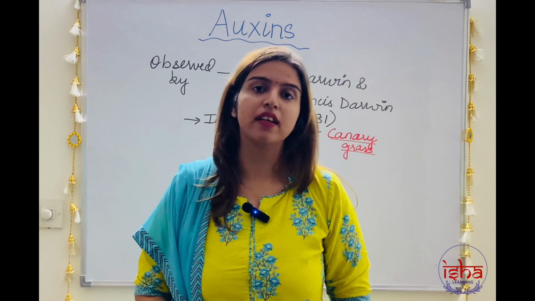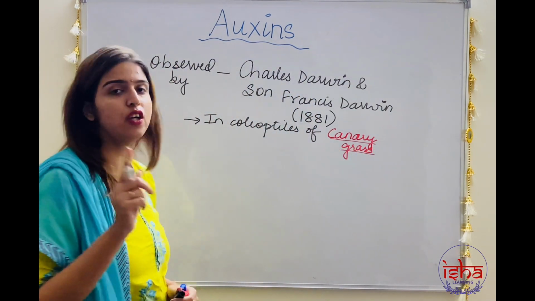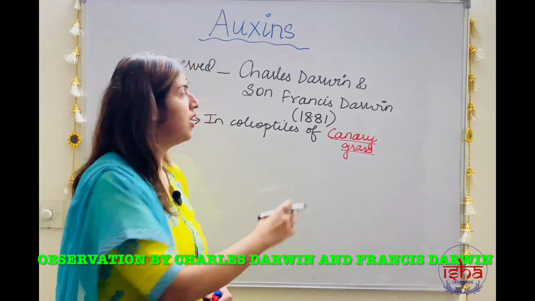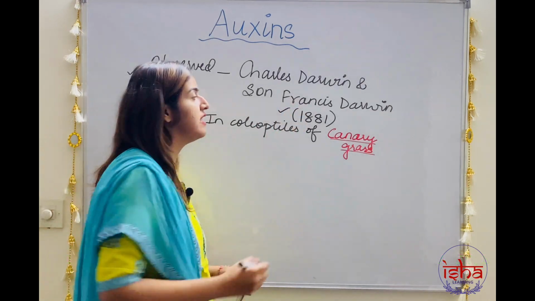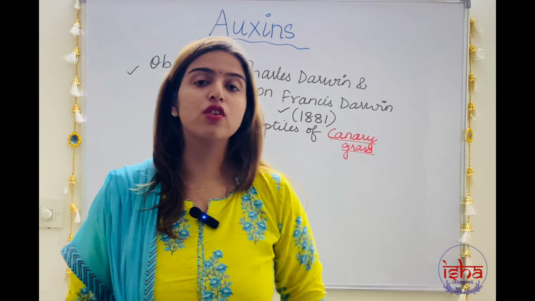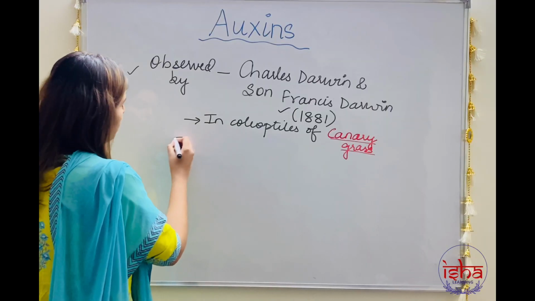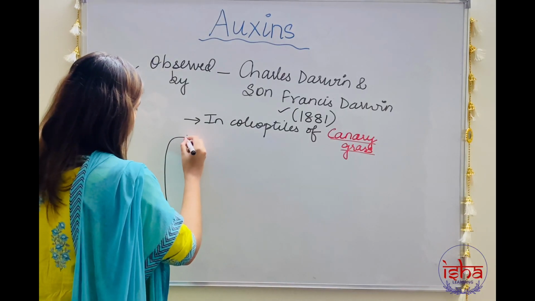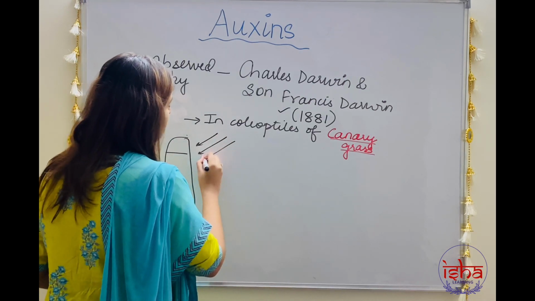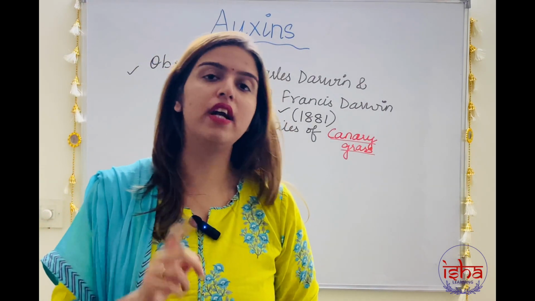So let's quickly begin. The discovery of auxins was firstly observed by the very famous Charles Darwin and his son Francis Darwin in the year 1881. This observation was made in the coleoptiles of Canary grass. So what they observed was that when the tip of the coleoptile of the canary grass plant was illuminated by unidirectional light, that is, the light is coming from only one direction.